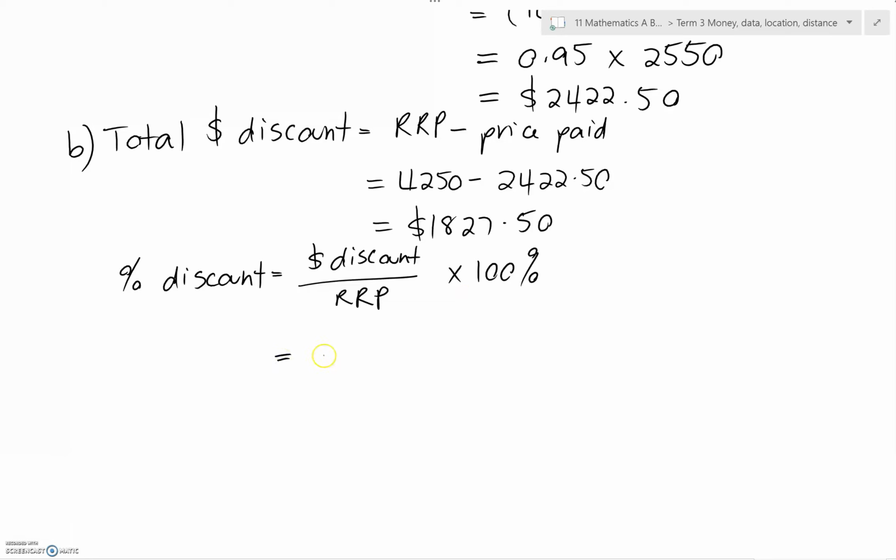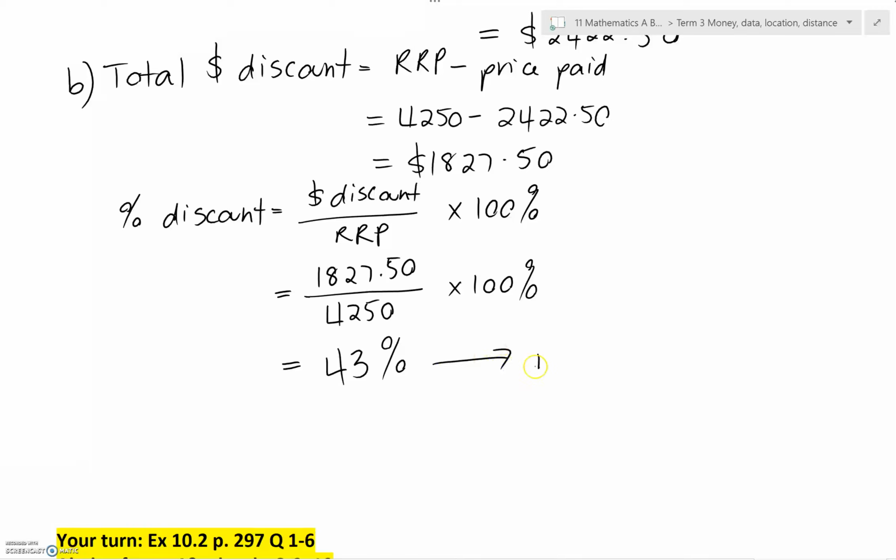So in this case, our dollars discount is 1,827.50. That's the fraction, the part we're not paying, out of the whole, the amount we started with, 4,250. Of course, put that all into your calculator, and that is going to give you 43%. Note, this is not 40% plus 5%. So it's really important that you practice this. People tend to get caught up with finding fractions. Fractions are notoriously difficult for a lot of people. So please practice what you're finding.